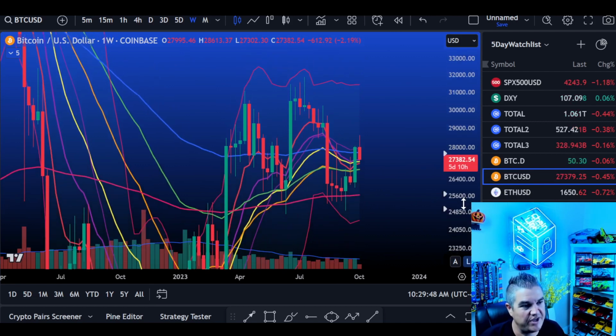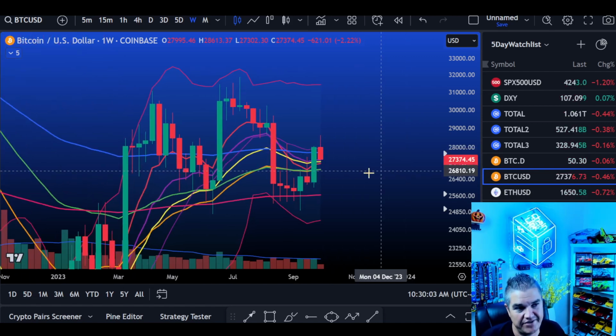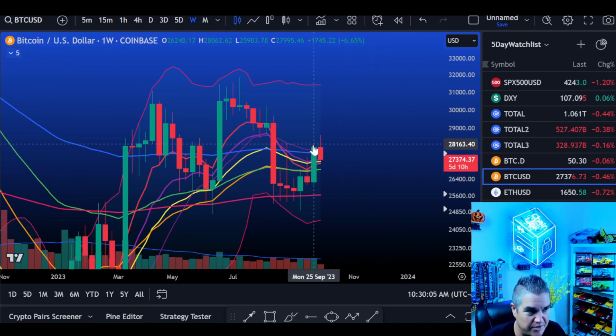All right, so the weekly, where do we close? We closed a nice bullish weekly candle. This is a huge candle with not much upper shadow, which, TA wise, is about as bullish a candle as you get. It's almost a shaven head, right? Shaven head candles are absolutely bullish.